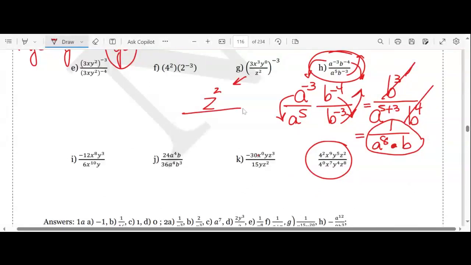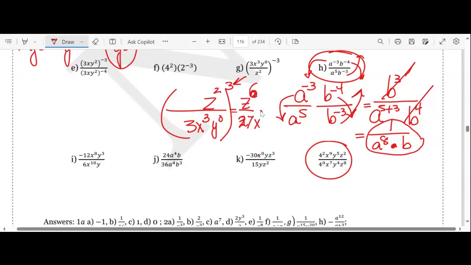z squared over 3x to the power of 3 y to the power of 0. And so z squared over, don't forget we have what here? To the power of what? To the power of 3. So this becomes 6. And 3 to the power of 3, how much? 27. And x to the power of 3 times 3, x to the power of 9. That's it. That's your final answer.